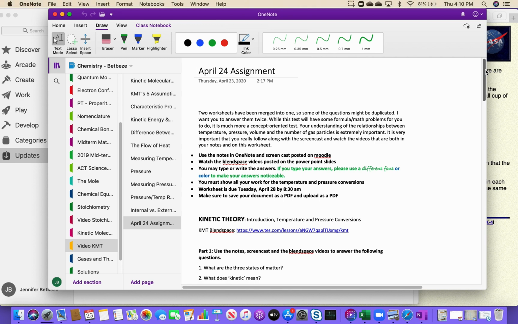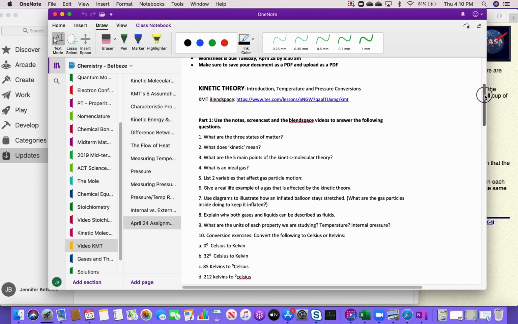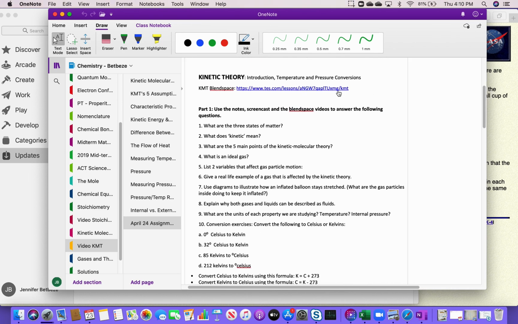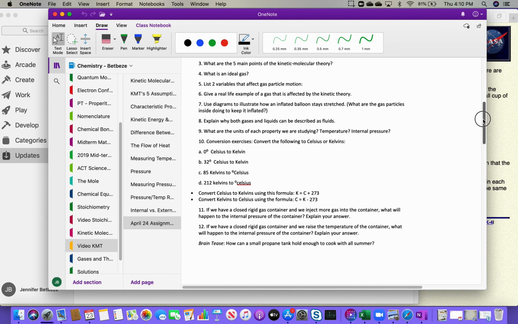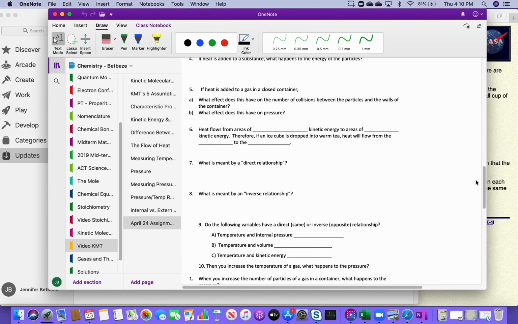So what you need to do now is go through and answer this worksheet. Notice that you also have a link here to something called Blendspace. This is something that Mrs. Boudreau put together. There are lots of videos here that might be able to help you better understand the lessons for today. So you have lots of questions to answer, and once you have this done, you need to submit it to Moodle. This worksheet is going to be due next Tuesday at 8:30 in the morning.